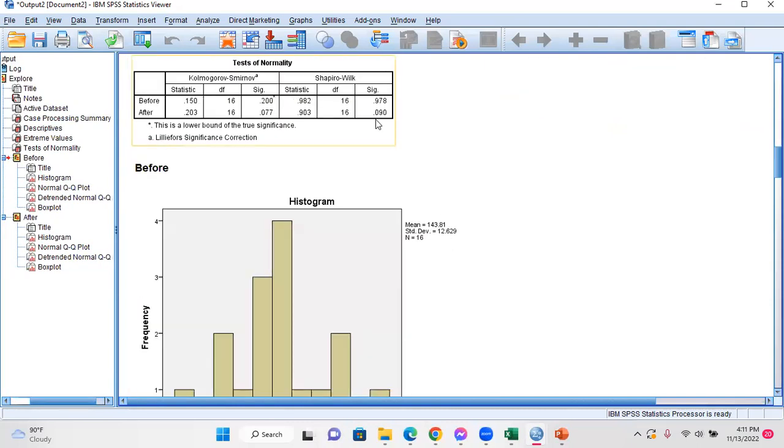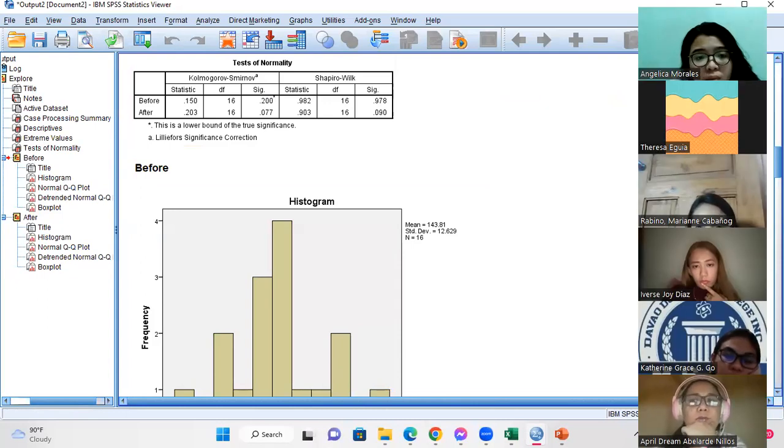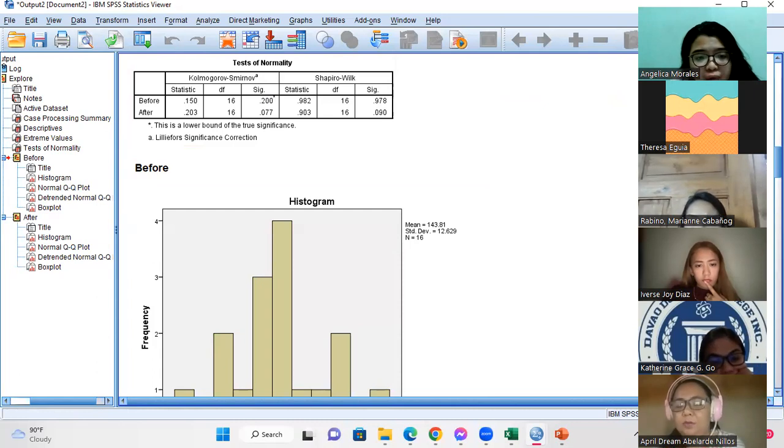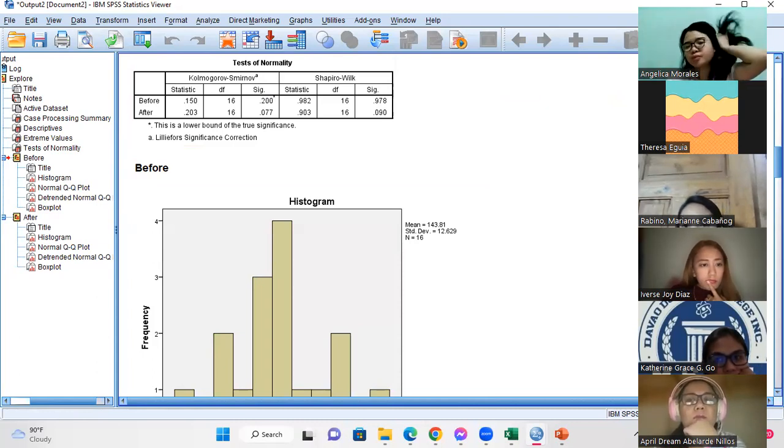Ayan. So, more than 0.05. So, ibig sabihin, normal ang distribution natin. So, we can now proceed with the paired t-test.